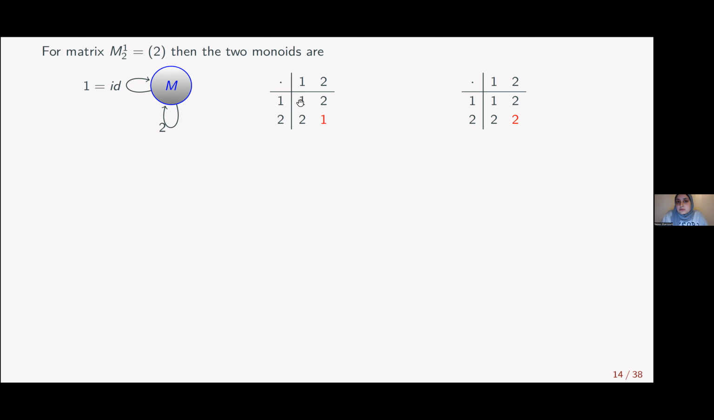So it's always 1 times 2, it's going to be 2. But the question is 2 times 2. It has 2 possibilities. It is either 1 or it is 2. And that's why you obtain 2 monoids.